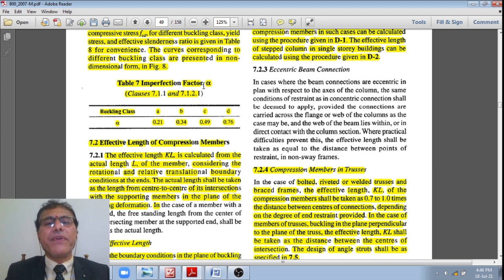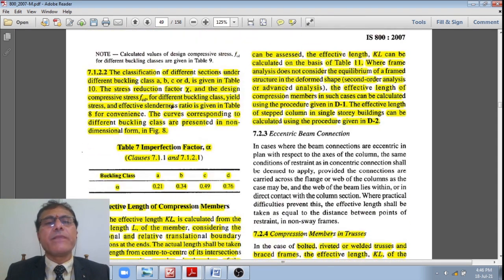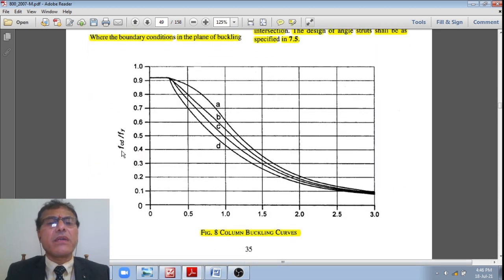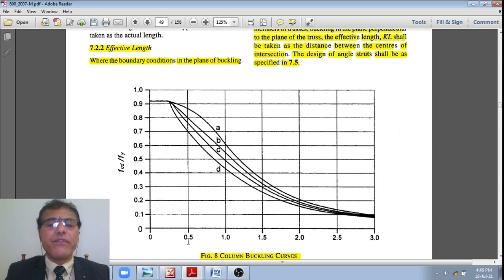Whereas this imperfection factor alpha from table 7 for different buckling classes, let us say for buckling class A, alpha is equal to 0.21, B 0.34, C 0.49, and D 0.76. Now the code says that you go to figure 8, the column buckling curves for FCD divided by Fy, for different values of effective slenderness ratio varying from 0 to 3 for buckling classes A, B, C, D.